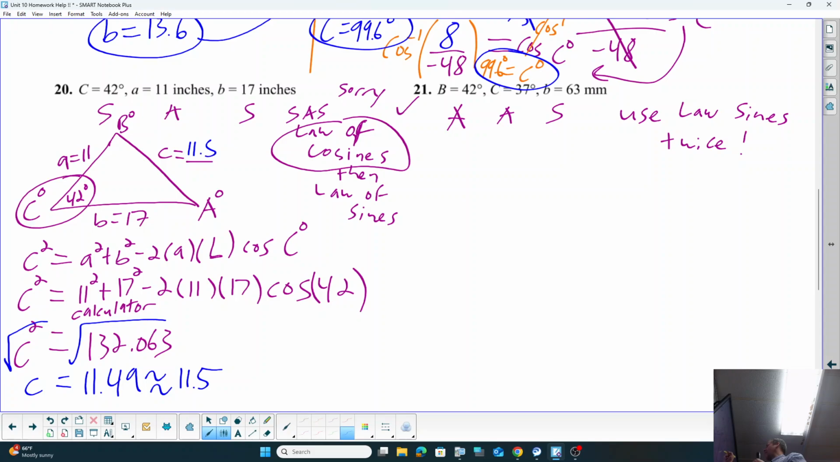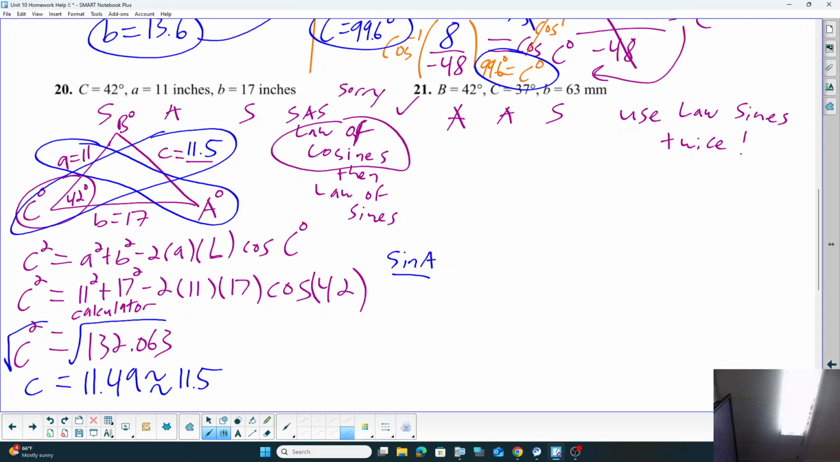So can we use the Pythagorean theorem now? No, can't use the Pythagorean theorem. But we can now use the law of sines, and then we can solve for a missing angle. Let's try angle A now. So we go ahead and do sine of A over little a, which is 11. Pause me, try it on your own. Then we have sine of C, which is 42 degrees, over little c, which is 11.5, which we just found.